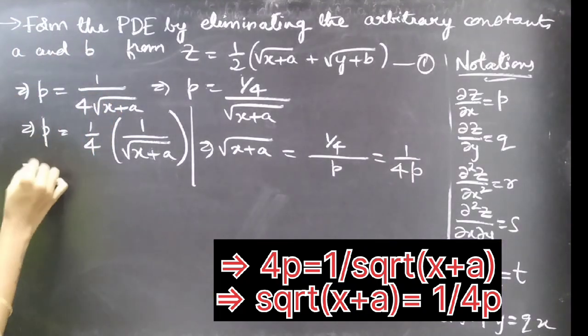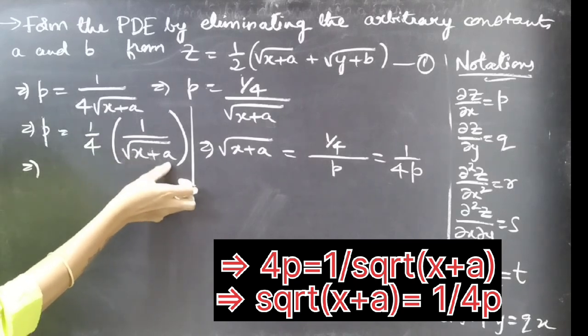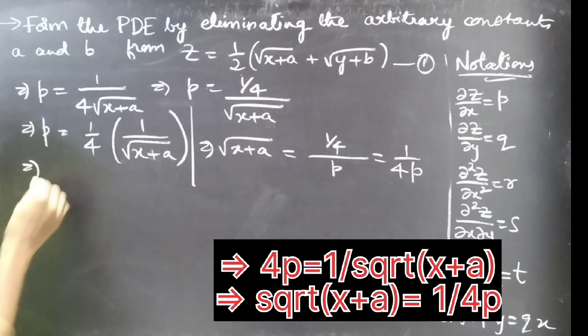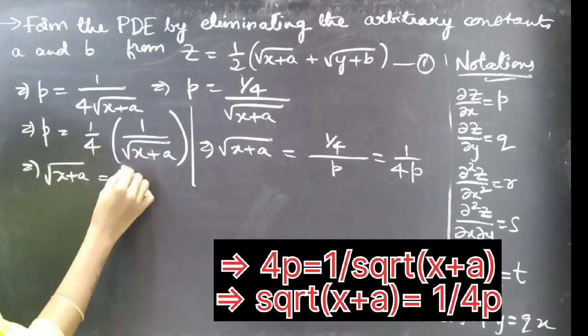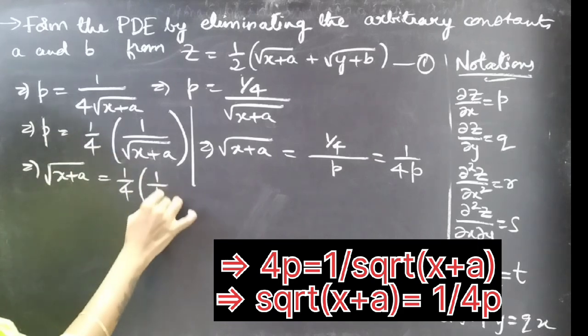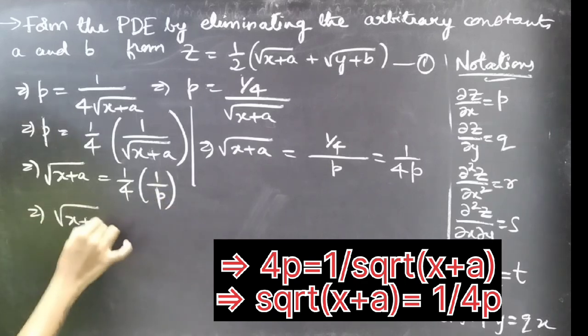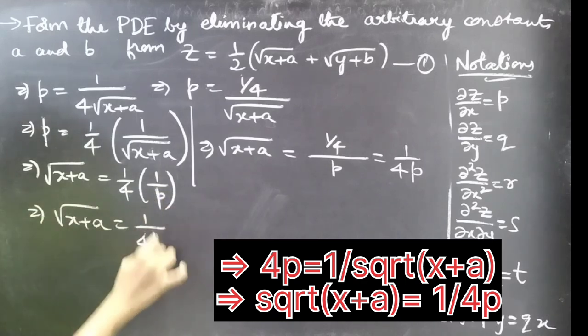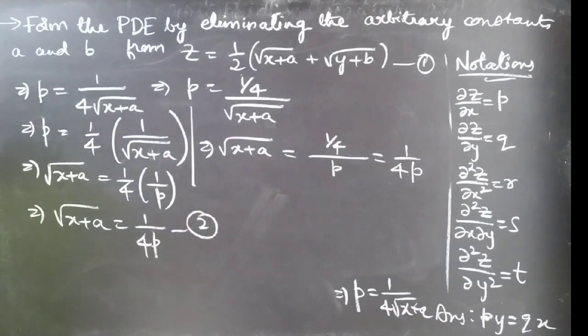Or take this square root of x plus a to LHS, you'll get square root of x plus a, and bring this p to RHS, you'll get 1 by 4 into 1 by p, which gives us square root of x plus a equal to 1 by 4p. Consider as some equation 2.